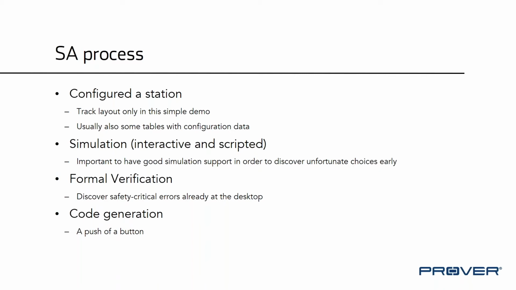Formal verification is a mathematical method to ensure 100% coverage. So you prove your safety requirements with a proof engine that is built in, also done only with a click of a button here. This is a very good way to discover safety critical errors already at the desktop. So you don't need to finish the process and discover errors very late in the process. The engineer who draws the tracks can already himself run the formal verification to check that the solution will be safe in the end. And finally, code generation.